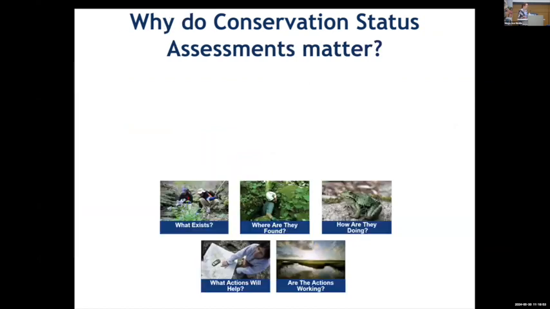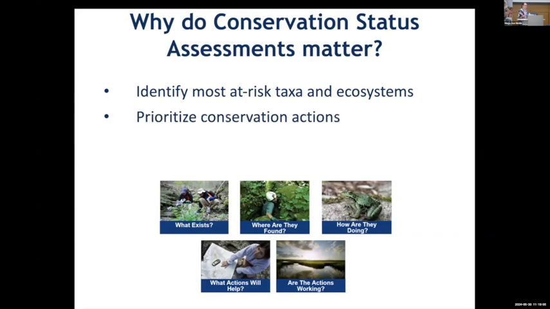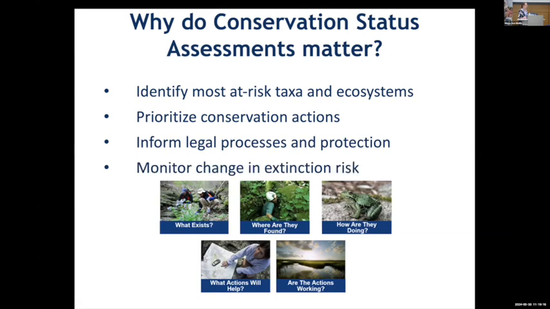Now that we have some background about the conservation status assessments, we can look into why these really matter. We can use this to identify the most at-risk taxa and ecosystems empirically so that we can make good decisions for our conservation actions, whether that's land management or legal protections for species of conservation concern. And ideally, we want to reevaluate these every 5 to 10 years to see if our conservation actions are making things less at risk or if there are new things that are at risk that we should be providing protection.